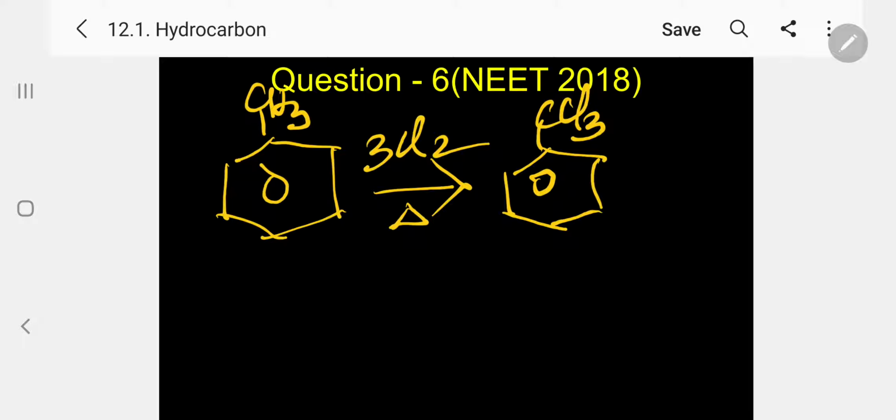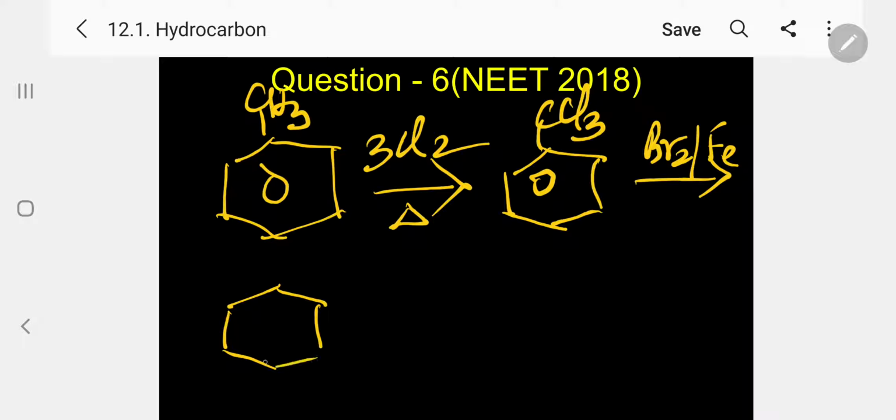The next thing, kindly follow: we are treating with bromine in the presence of iron. What will happen now? It undergoes electrophilic substitution on the aromatic ring, on the aromatic ring. Kindly follow. CCl3.